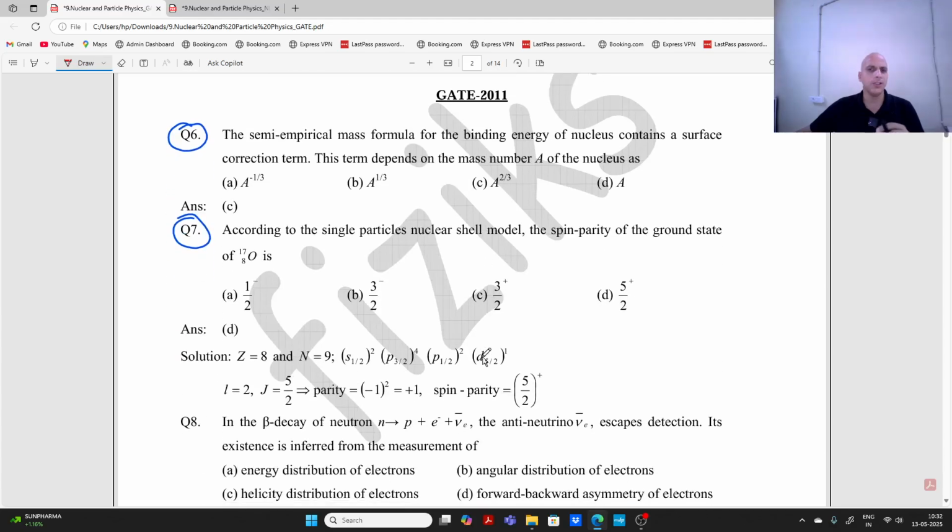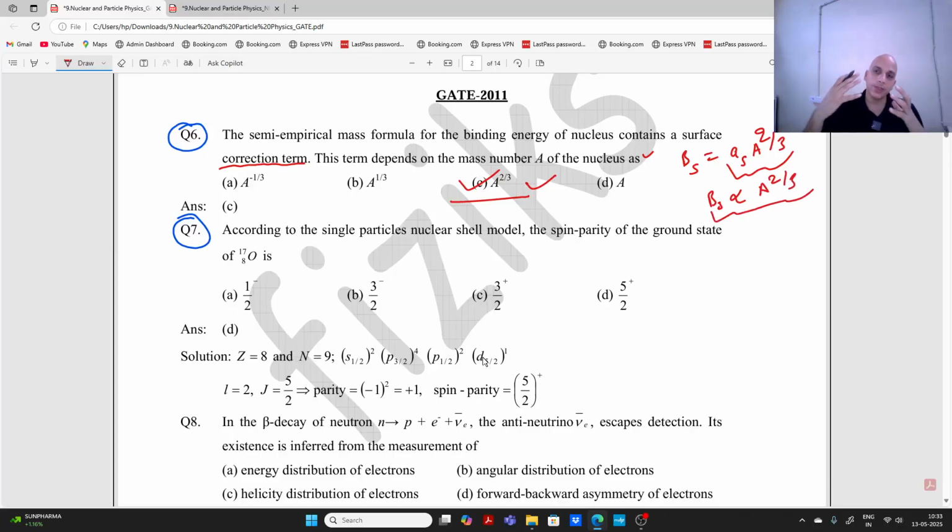In the GATE exam, mostly the questions are asked from the shell model, and they are related to spin and parity. Now the question is, the semi-empirical mass formula for binding energy of nucleon contains a surface correction term, right? This term depends upon the mass number. We know very well that B surface energy term is equal to A surface energy into A power 2 by 3. Right, this was the term that I told you in that lecture. So you can see here, C is the correct answer, right? B surface energy is directly proportional to A power 2 by 3, right?